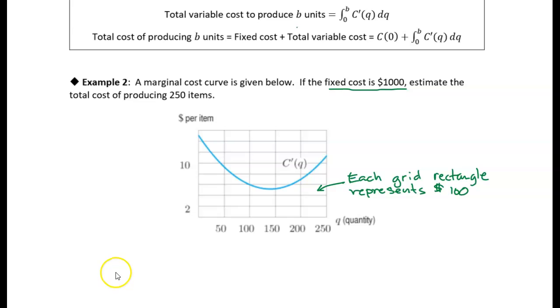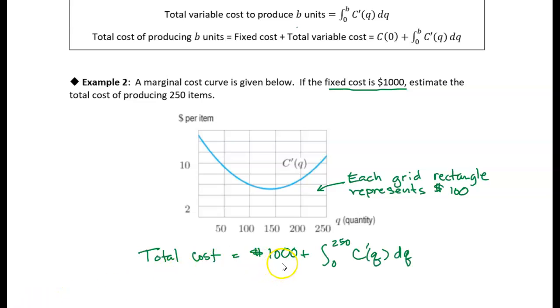All right, so if we want to know the total cost of producing 250 items, then we need to add the fixed cost and the integral of the marginal cost. So the fixed cost we were told is $1,000. And then we want to integrate from 0 to 250 this marginal cost. And that integral gives us the total variable cost. So this is the cost that varies with the quantity we produce. So now we just need to figure out that integral, which is the area under the curve.